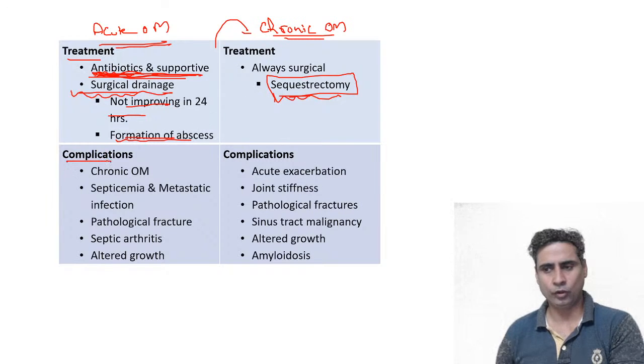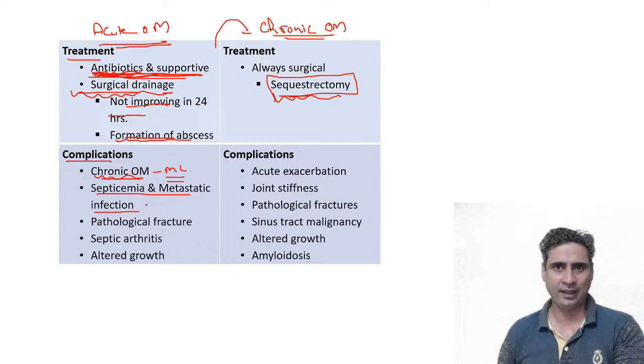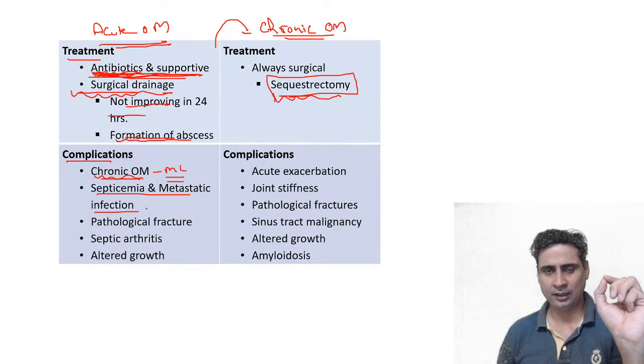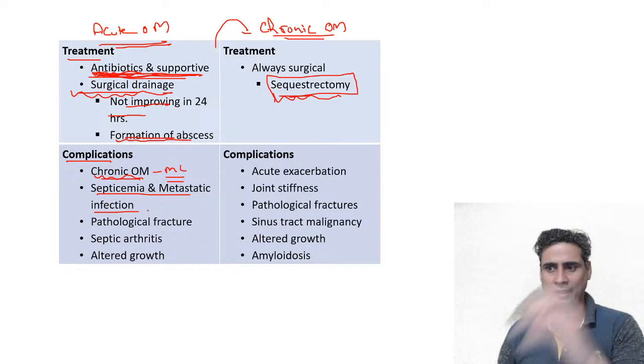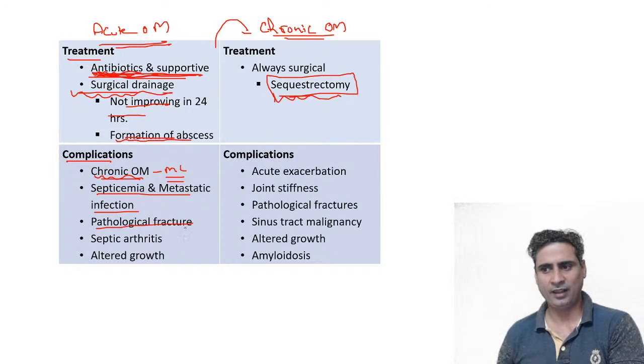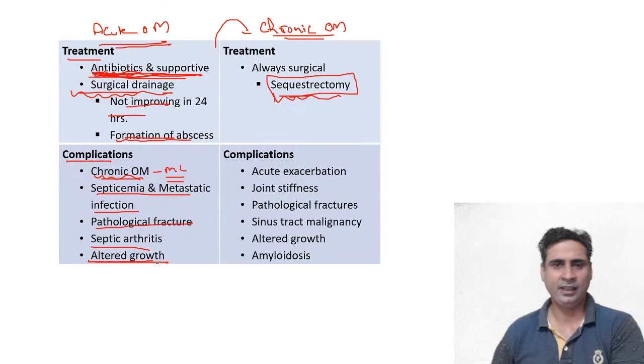Complications of acute osteomyelitis: chronic osteomyelitis, which is the most common complication. There may be septicemia and metastatic infections to other sites. It can cause brain abscess, lung abscess. So infection can spread hematogenously to cause abscesses at other sites. There can be pathological fracture. It can also cause septic arthritis, or if it is affecting the physis, it can alter the growth.